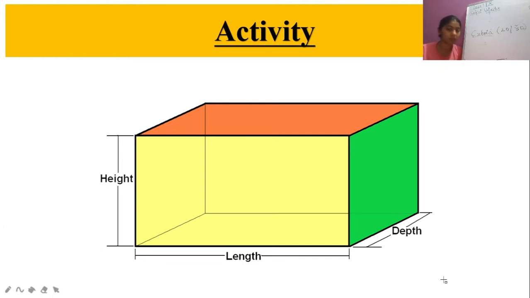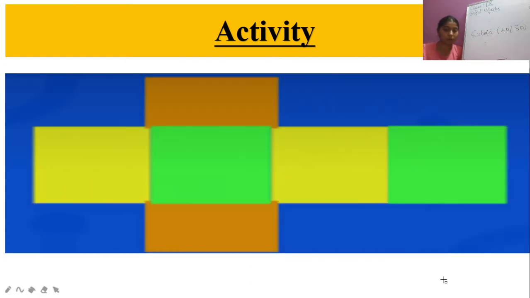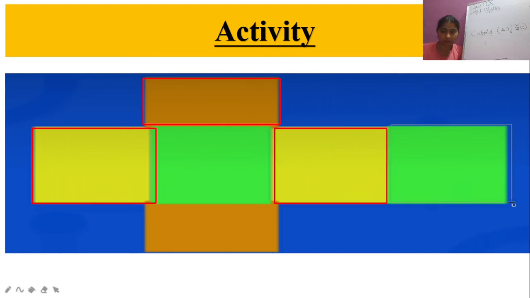Now let's see. Do you see any shapes which are formed by this cuboidal box? Which kind of shapes do you see? Write down your answer in the comment box. Yes, they are rectangles, right? Let me mark for you where you see rectangles. We have rectangles everywhere, right?